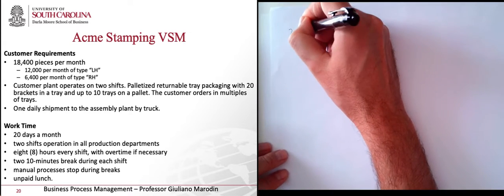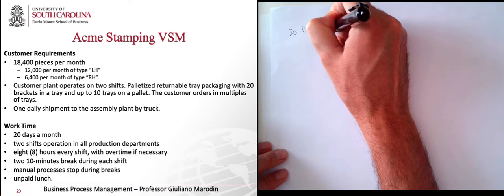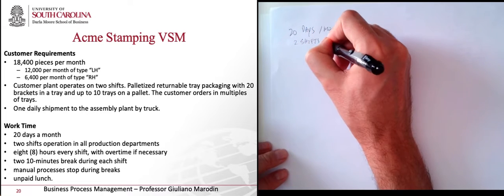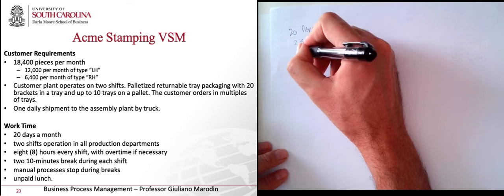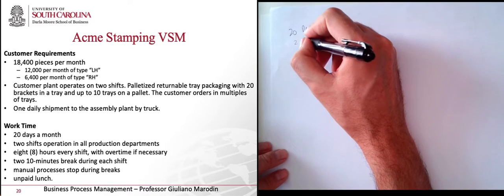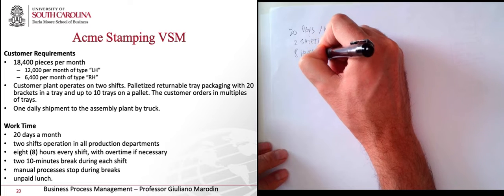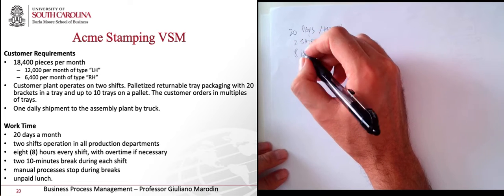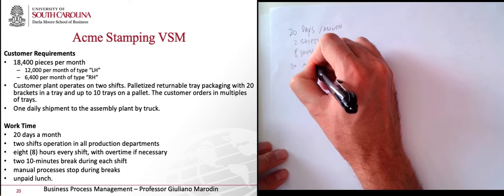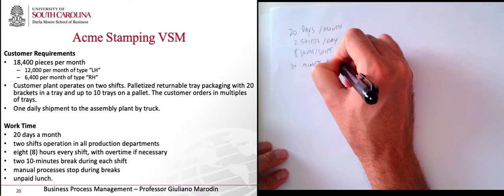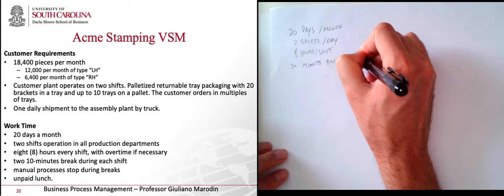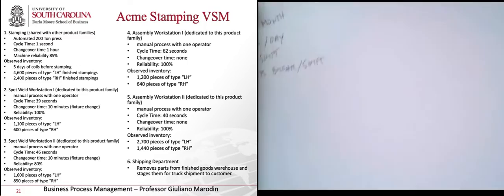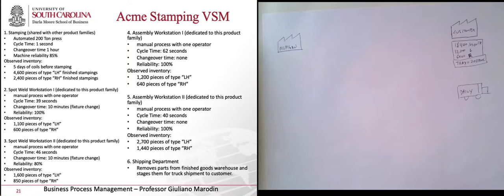So 20 days in a month, 2 shifts per day, 8 hours per shift, and two 10-minute breaks per shift. So 20 minutes of break per shift, and lunch is not accounted there. So we're going to keep that on the side. We're doing the value stream map. We're going to come back to that later on.